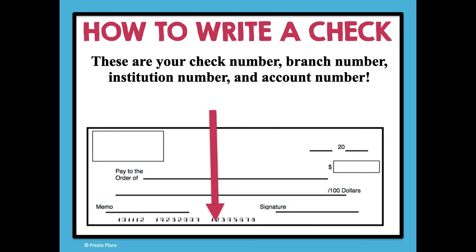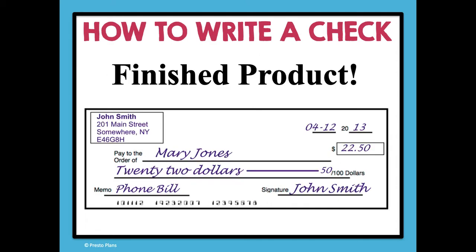So let's look at a few of the numbers on your check. There is a check number, a branch number, an institution number, and an account number. You might be asked for these different blocks of numbers if you're paying for a bill online. So your finished product should look something like this.